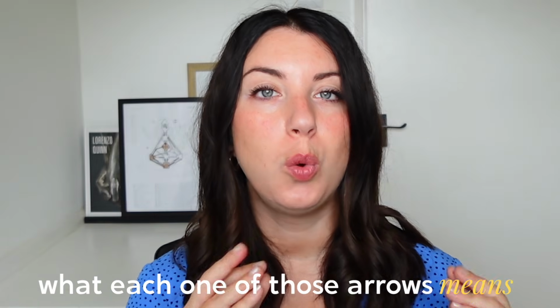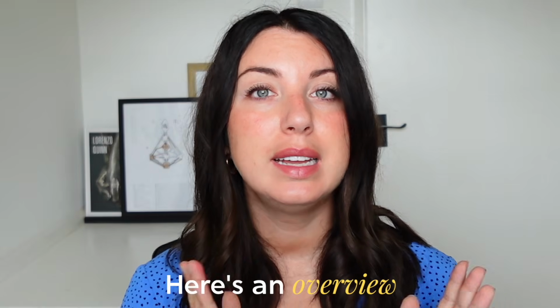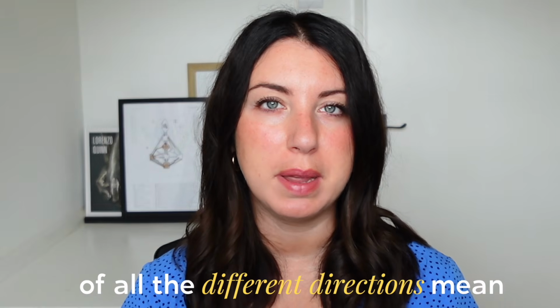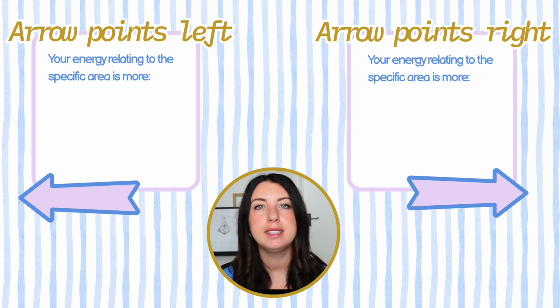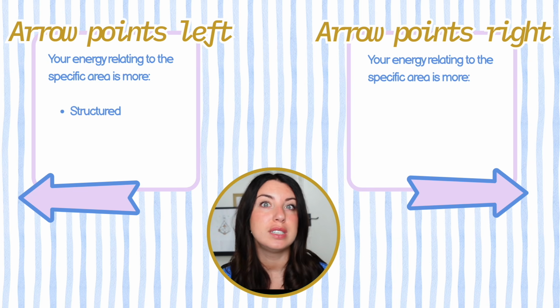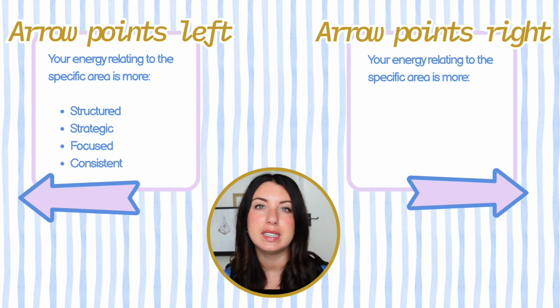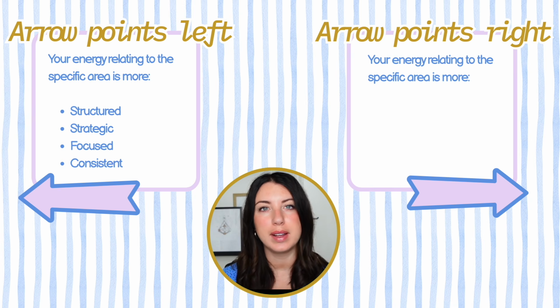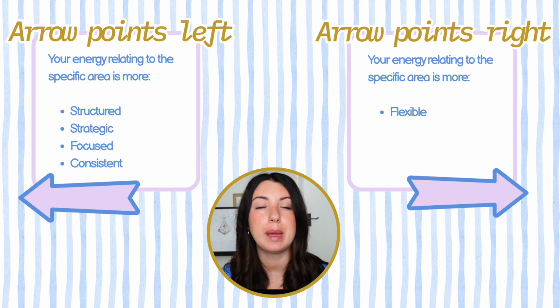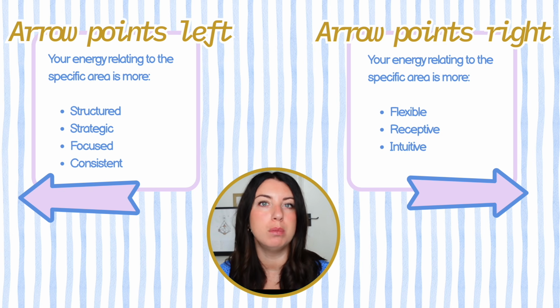Before we break down what each one of those arrows means, here's an overview of what the different directions mean. When your arrow points left, it means that your energy relating to that specific area is more structured, strategic, focused and consistent. Whereas when your arrow points to the right, it means that your energy relating to that area is more flexible, more receptive, more intuitive, and more open.